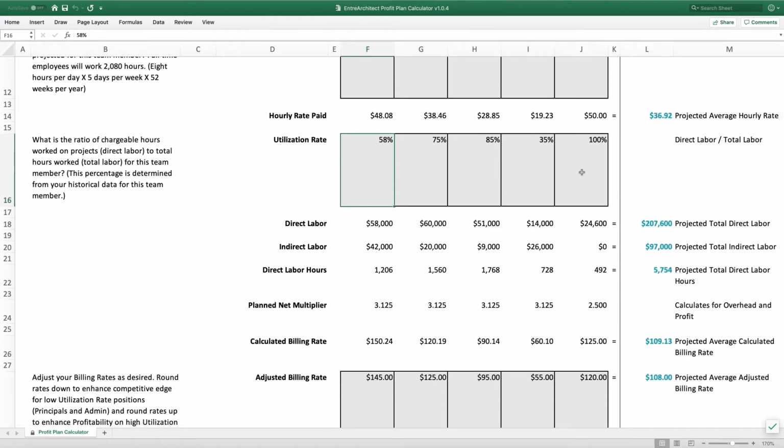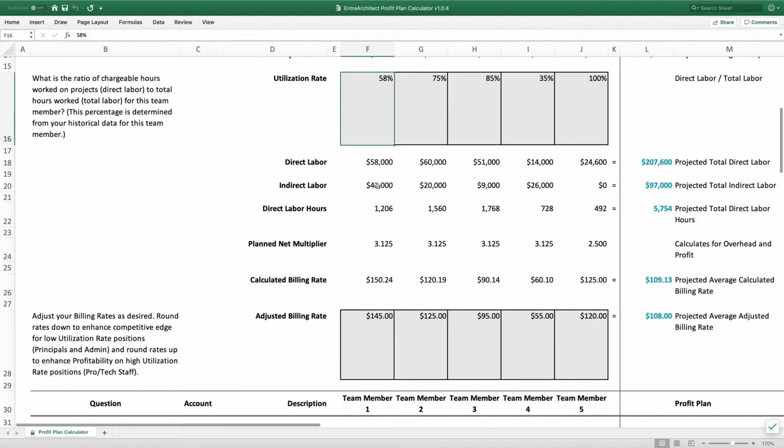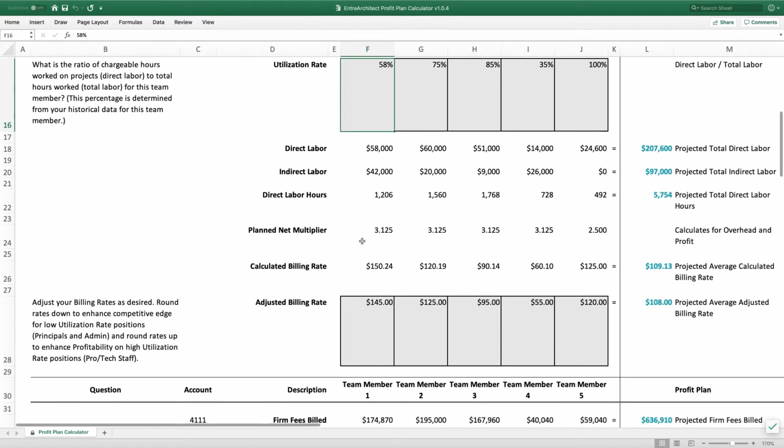Once you have that hourly rate paid and your utilization rate, we get a bunch of information automatically. So your direct labor is automatically calculated and quantified, totaled up at the side here. Your indirect labor is automatically calculated and adding up to the side. Remember, contract labor, there's no indirect labor in contract labor. Direct labor hours, right? Those are the direct labor hours, calculating right from your utilization rate. And your plan net multipliers are also being automatically calculated. So you don't need to do the math to get your multipliers. Your multipliers are being automatically calculated here.